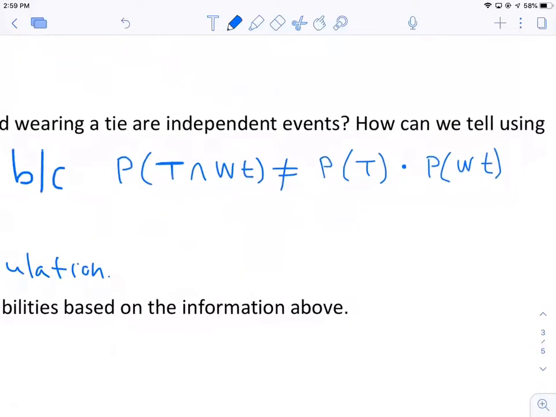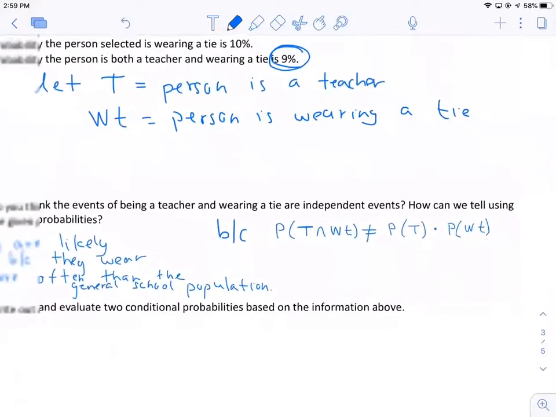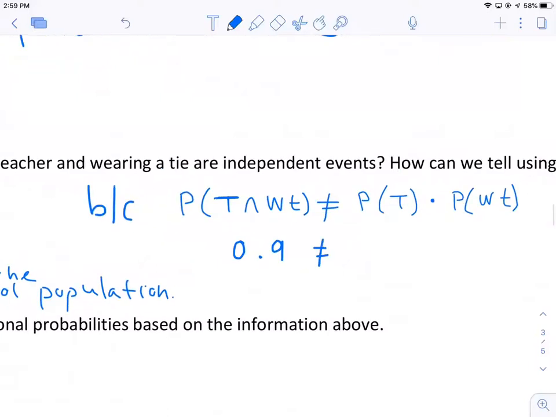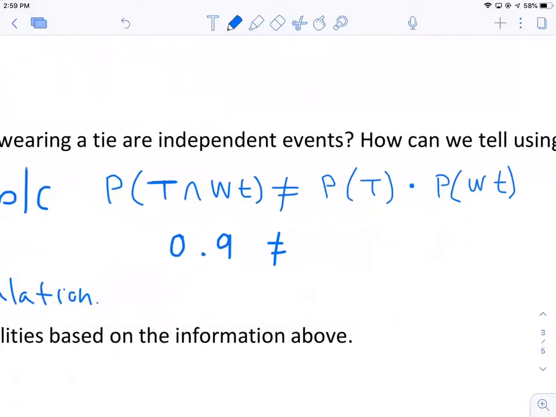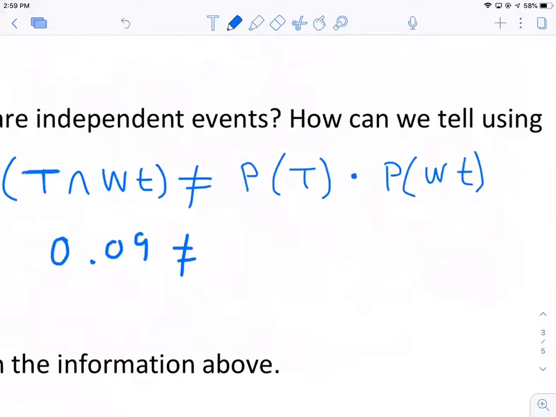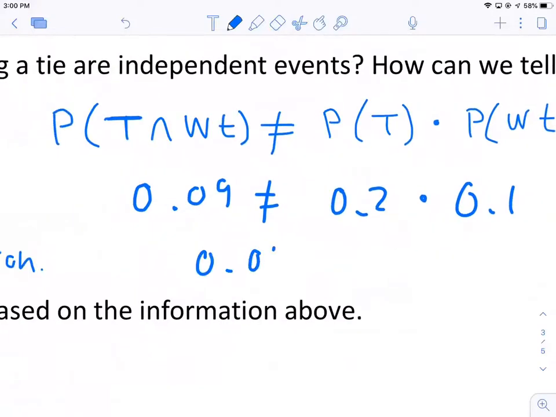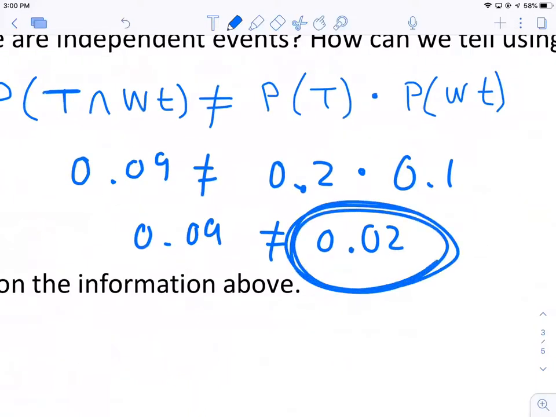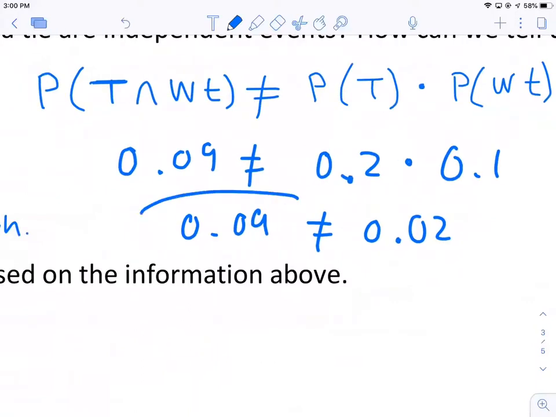So the probability of teacher and wearing a tie was, sorry, not 0.9, 9%, which is 0.09. All right, so 0.09 did not equal 0.2 times 0.1. Right, 0.09 did not equal 0.02. So if they were independent, there would be a 2% chance of both events happening. But in actuality, the percentage is 9%.